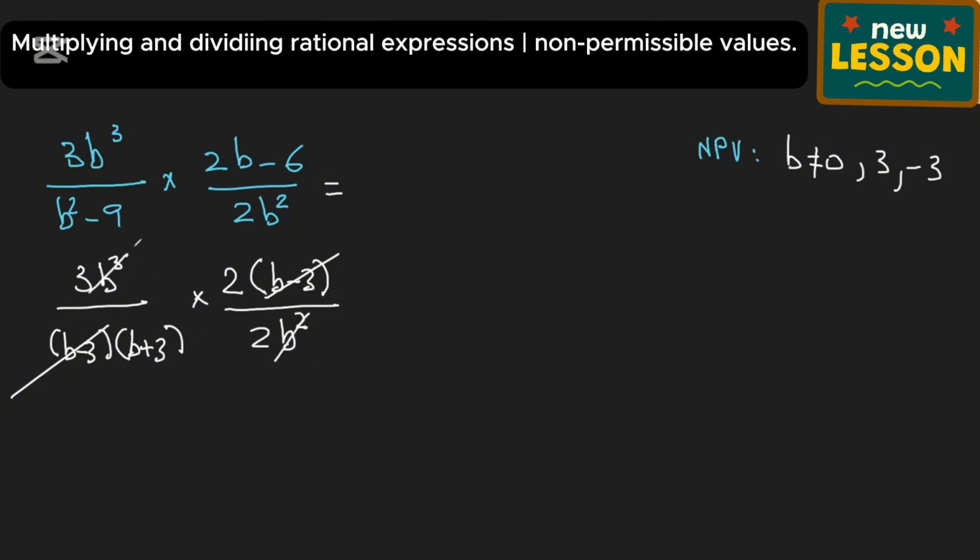B squared goes into itself once, goes into b cubed. B to the 1. Now, some students are tempted to cancel this b with this b. No, you cannot do that, because this b does not have plus 3 there, and this b is not free to be canceled because that's a binomial.